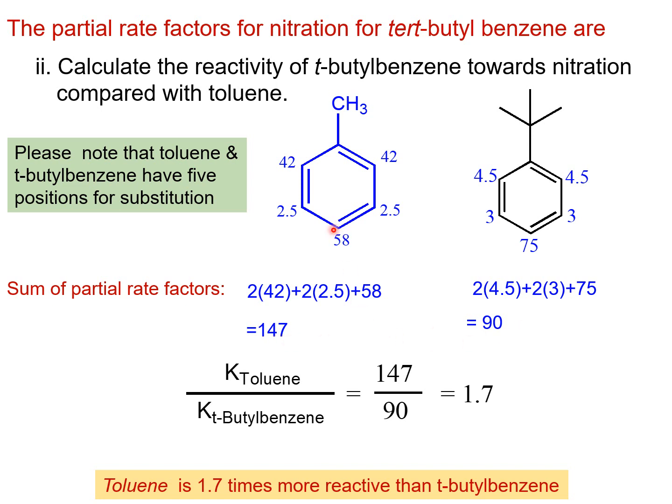As both are monosubstituted benzene, you have to simply take the ratio of partial rate factor of toluene relative to the tertiary butyl benzene, and the ratio is found to be 1.7. That means toluene is 1.7 times more reactive than the tertiary butyl benzene.